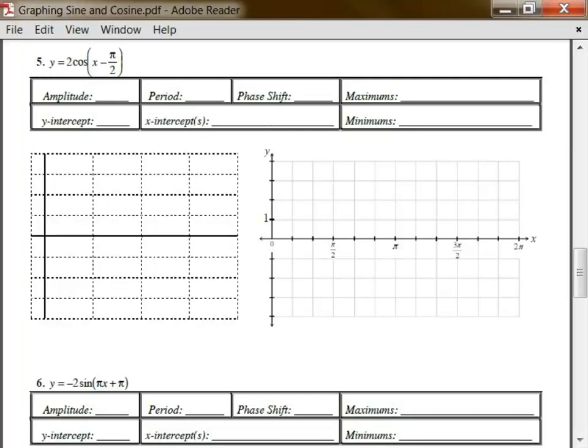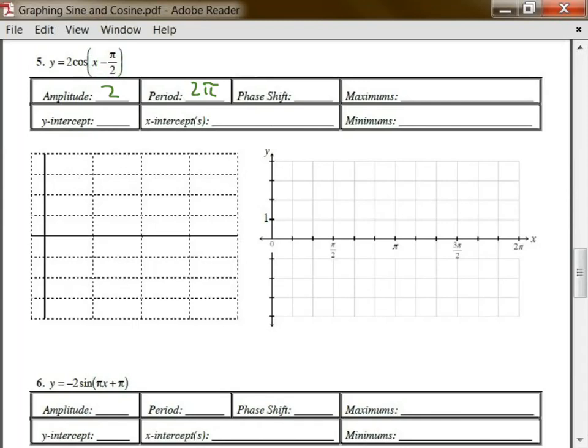Alright, here we have our first phase shift. Alright, so here we go. Amplitude is 2. The cosine, actually, let's use green. Okay, the period, since there's a 1 right there, the period doesn't change. Sweet. But we do have a phase shift.